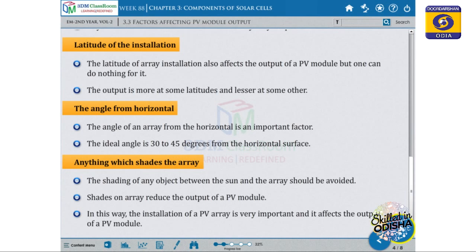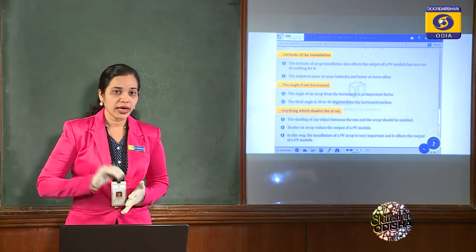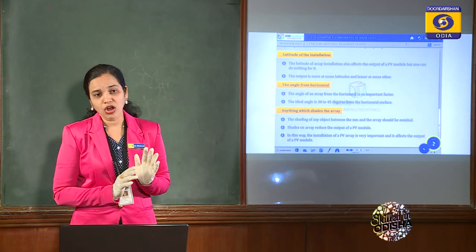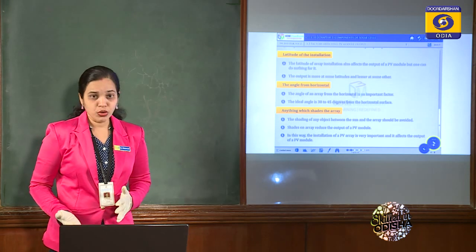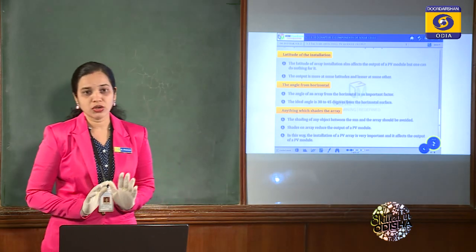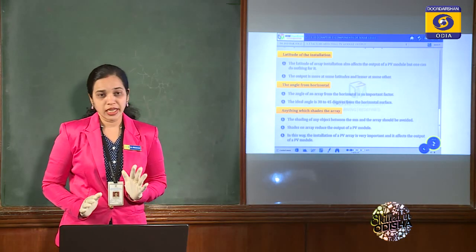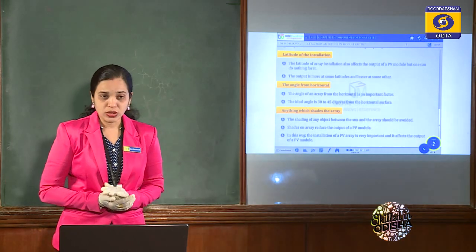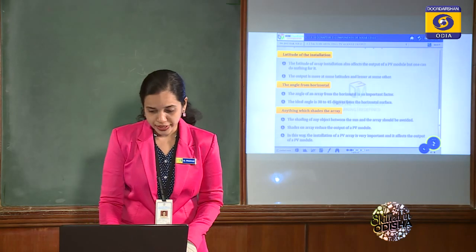We have to keep in view that no obstacles should come in between the sun and the solar panel or solar array. If some obstacles come in between the sun and the array, then the shading of that object falls on our solar panel, and the output can be decreased by that. So no objects or obstacles, that may be a tree or building or any object, should be in between the sun and our solar panel, so that it can give the maximum output or maximum output voltage.